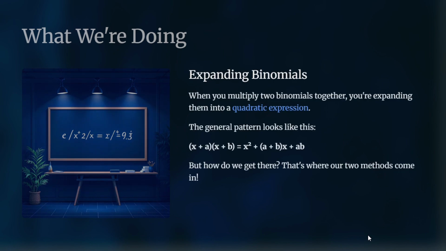When you multiply two binomials together, you're expanding them into a quadratic equation. So the general pattern looks like this. If you have x plus a times x plus b, that will be equal to x squared plus a plus b times x plus ab. So let's see how our two methods work.